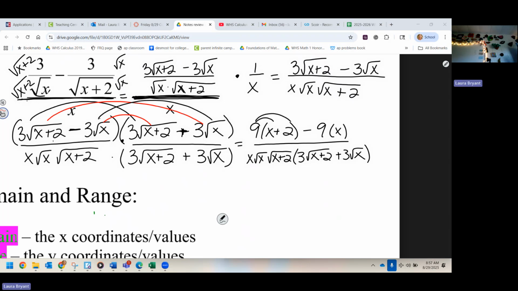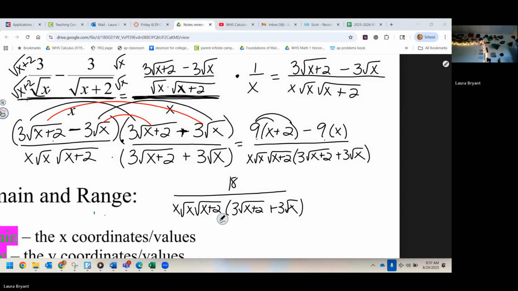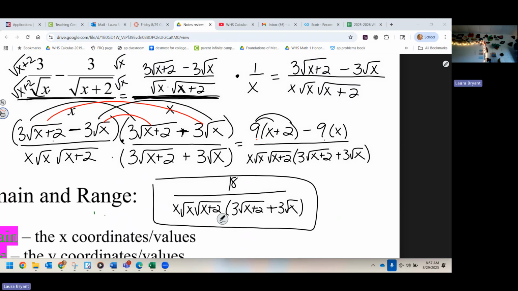Okay, so I'm going to distribute now. This would be 9x plus 18. My 9x's are going to cancel. So I'll just end up with only 18 on top over chaos on the bottom. And then at that point, for now, we're going to say this is our answer. Because there's nothing else we could do to simplify as far as fractions or square roots, or if there was anything to cancel on top and bottom, which there isn't.